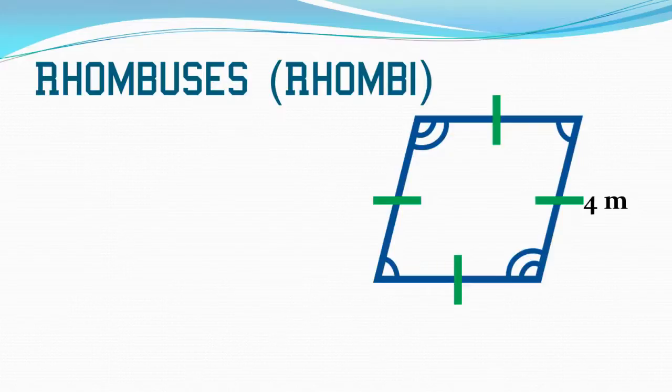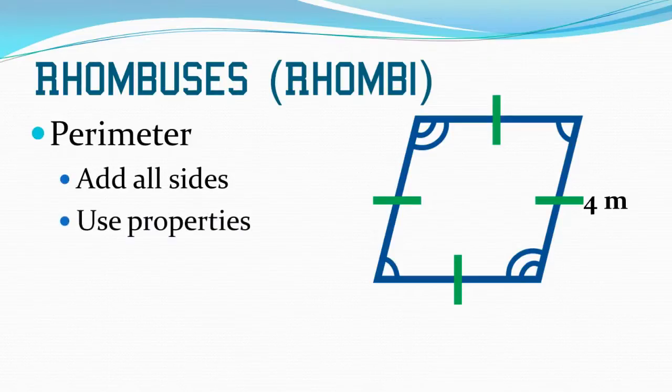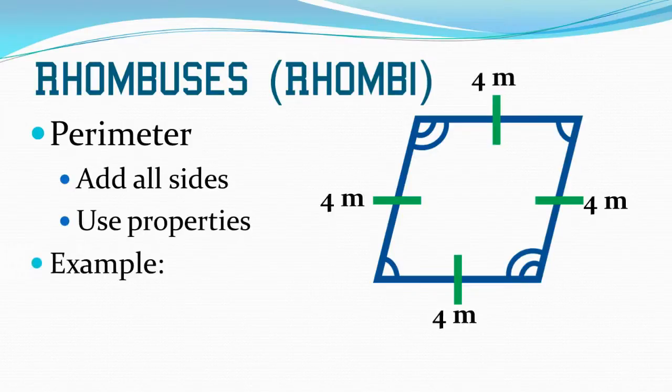So we have this example right here. We have one side that is 4 meters. This is a parallelogram and a rhombus, so all sides in this case are congruent. If I know that this side is 4, I need to use my properties of a rhombus to find all 4 sides. There's 4, there's 4, and there's 4. All sides have the same exact measure.